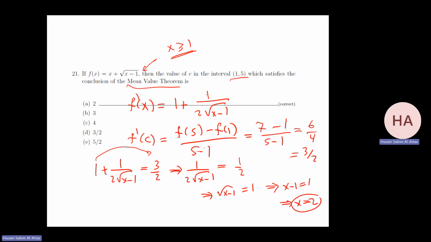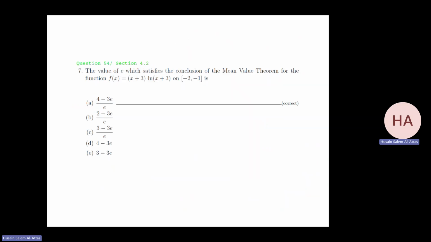C, I mean C. Yeah, sorry. C or X, just the value we are talking about, but usually they make it C. So this is 2. This is the value the conclusion gives for this function.